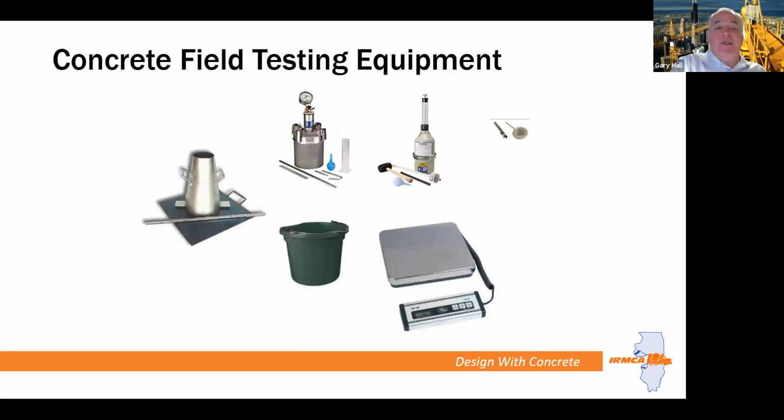And on the screen is an example of the typical concrete testing equipment for both plant and field testing of concrete, with the slump cone on your left. Then we move on, going clockwise, to the pressure method for air content, the volumetric method used for lightweight, thermometers, which should be accurate to 1 degree, and the unit weight scale accurate to 1/10 of a pound. And of course, a water bucket.